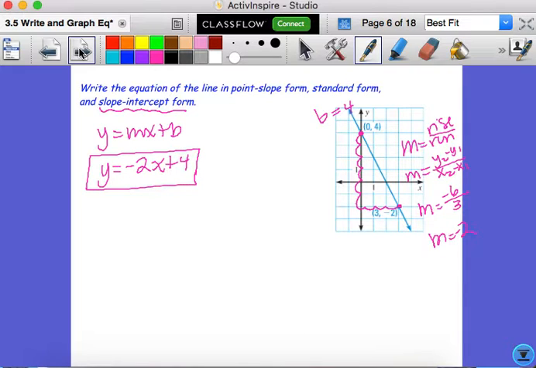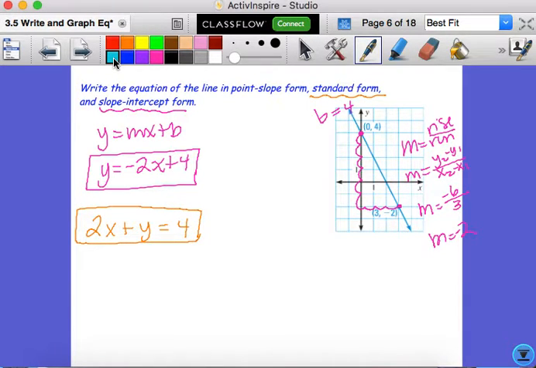To put that into standard form, the only thing I need to do is move that 2x to the other side by adding it to both sides. So then I end up with 2x plus y equals 4. Now remember, for standard form we have 2 rules. No fractions or decimals, and a non-negative a value. And in this case, we already have that.